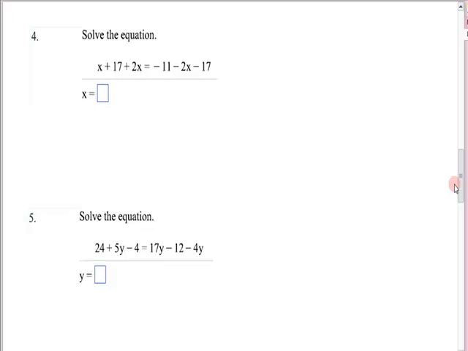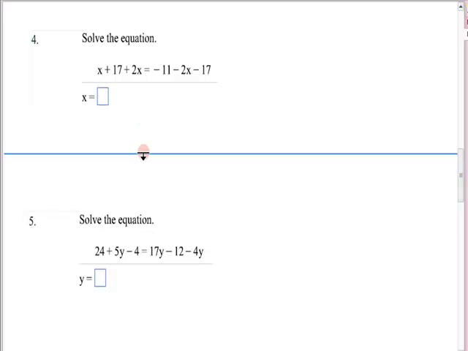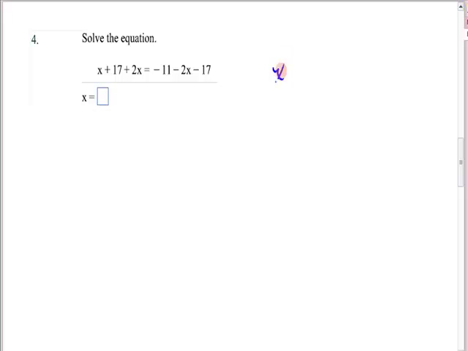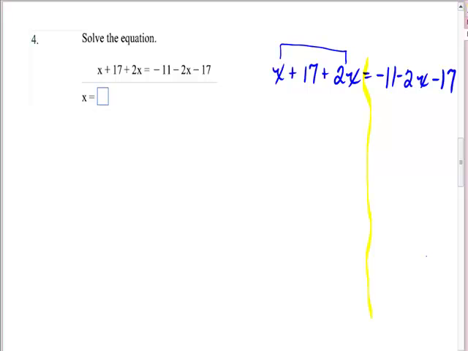All right, let's skip down to number 4. Like I said, I'm not going to do every one of these problems in this video. So I'll copy down my problem. As it looks more complicated, usually all that means is you've got to simplify. On the left, can I simplify? Yes. I don't have distributive property, but I do have like terms. They're just separated. The coefficient of that x is a 1. So 1x and 2x gives me 3x plus 17. There, I've simplified the left side.